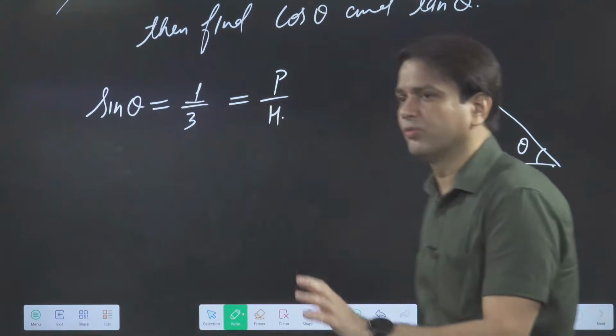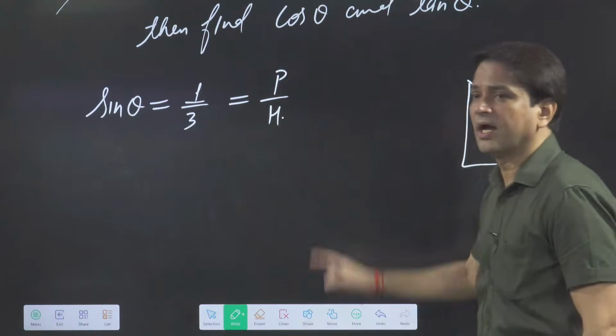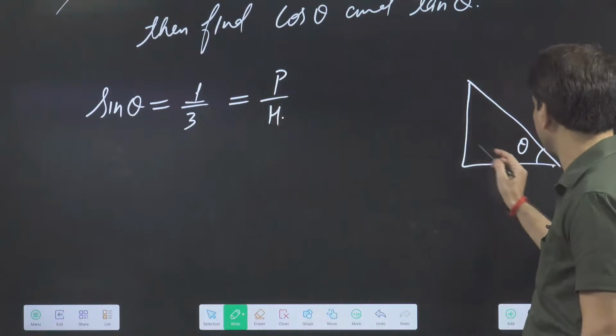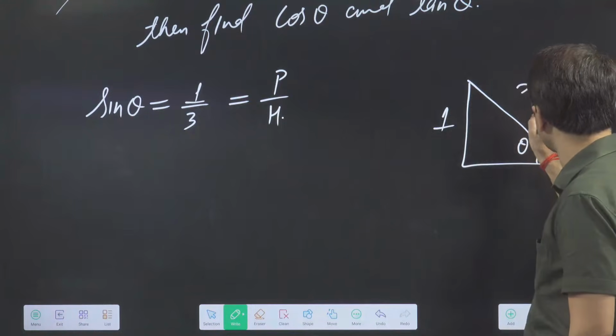So what can we do? We can take the perpendicular as 1 and the hypotenuse as 3. So the perpendicular is 1, the hypotenuse is equal to 3.